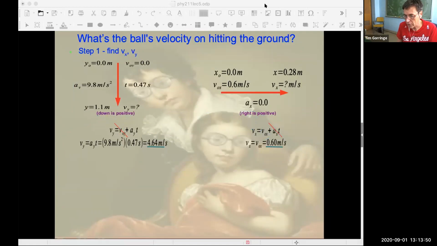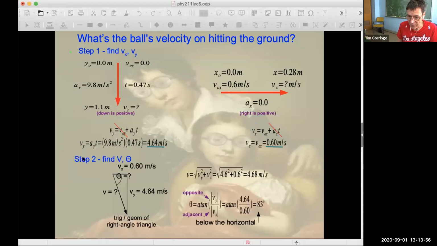And so that's what I'll do in this last step here. Now I know the X and Y components. We've just worked them out. I'm going to find the magnitude and direction. And to do that, I'll go through this pretty quickly. I'm just going to use some basic trigonometry of right-angled triangles.